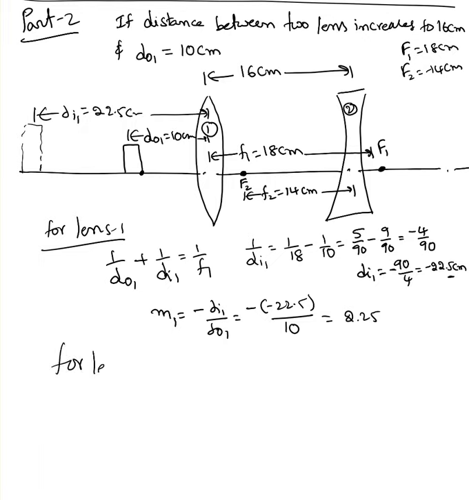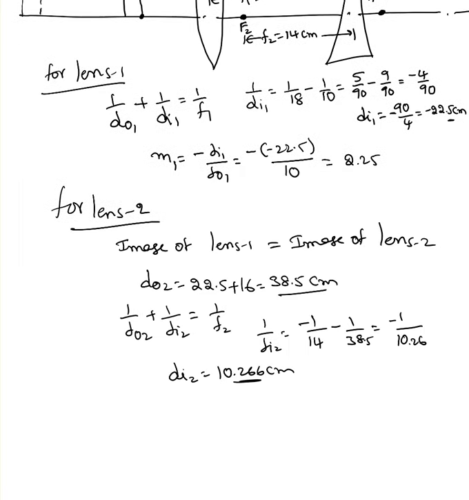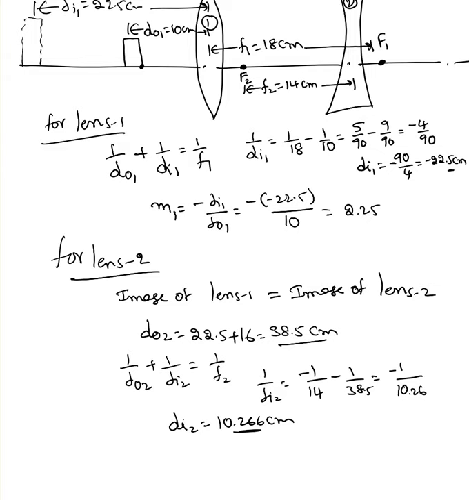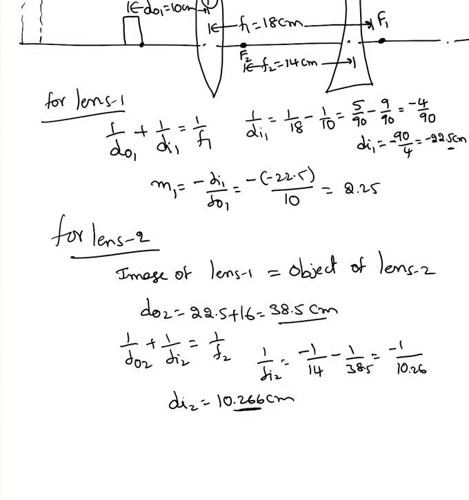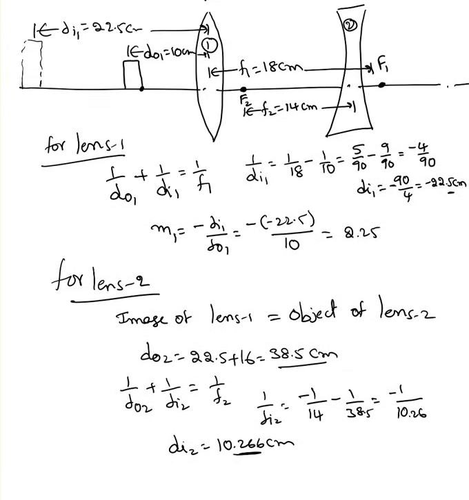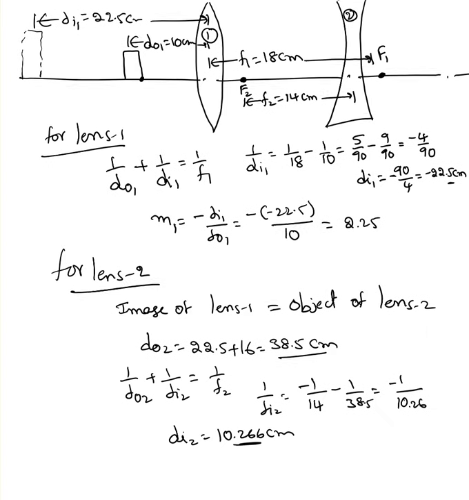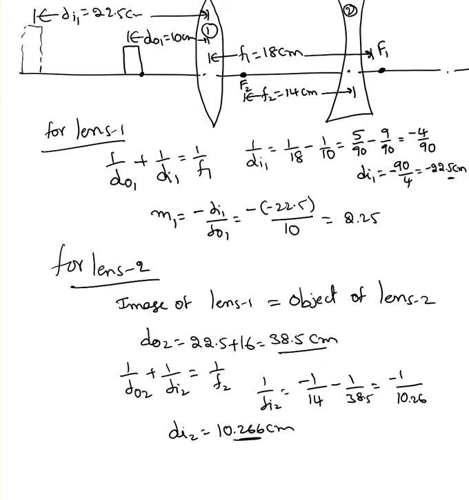Now for lens 2, we know that image of lens 1 is the object. So for lens 2, the image of lens 1 is nothing but the object of lens 2. So the distance for object 2: you have image 1 as 22.5 centimeters in front of lens 1. So that 22.5 plus the distance between them, which is 16, gives 38.5 centimeters. So I end up with the distance of image 2 as negative 10.266 centimeters.